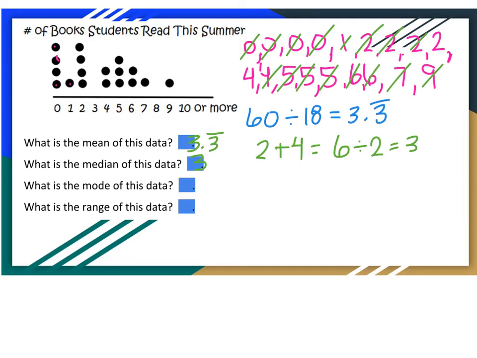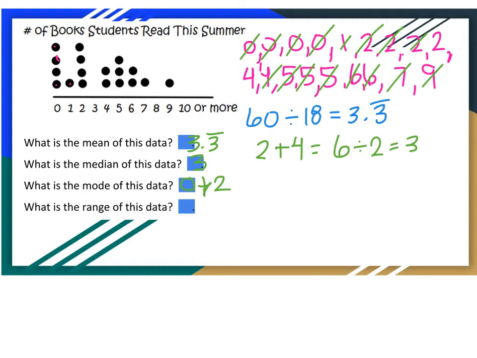Okay, next is mode. Remember, mode is the one that repeats the most often. So on a dot plot, that's actually kind of easy because you look for the one with the most dots. So 0 has 4 dots, 2 also has 4 dots, and then the next highest is a 3 dot. So we know the ones with 4 dots are the most, and it's okay that there's 2 of them, so we will just list them both. So 0 and 2 are both the modes.